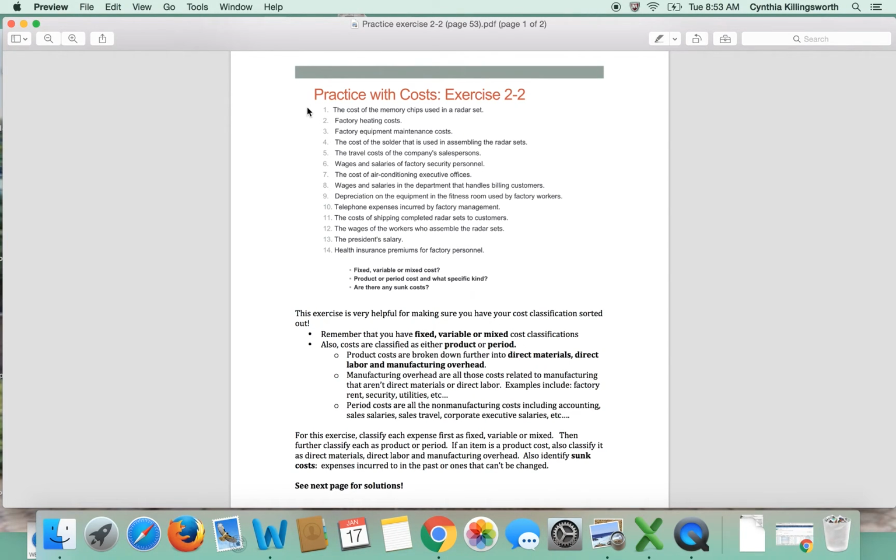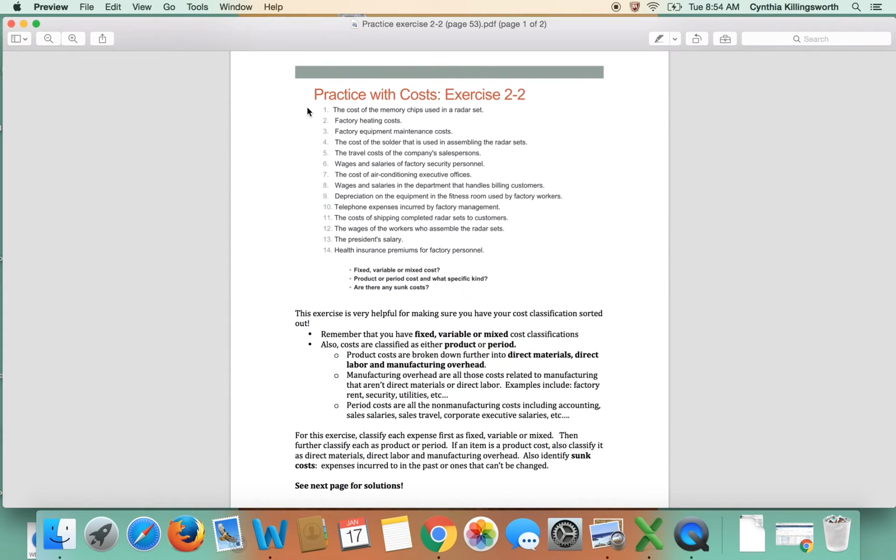Number four, we always have a little bit of a disagreement about, so I'll give you my opinion on it. It's variable, and I would consider it kind of supplies for manufacturing, so I would say it's a product cost, but I wouldn't put it into direct materials, and I would say it was manufacturing overhead. Other people might disagree with me on that. So some of these aren't really clearly defined.